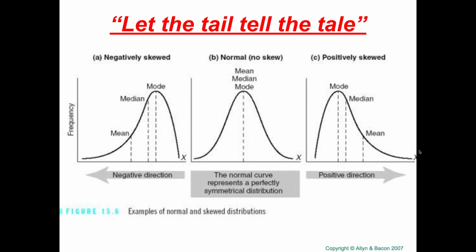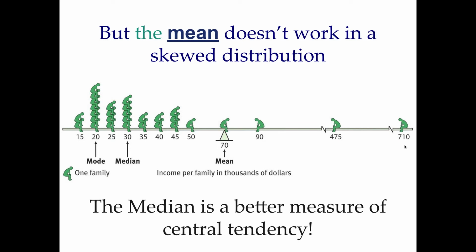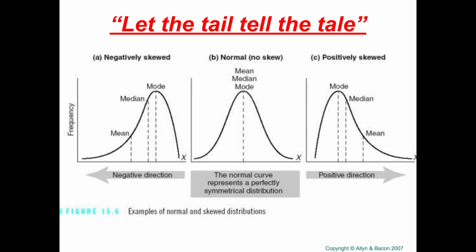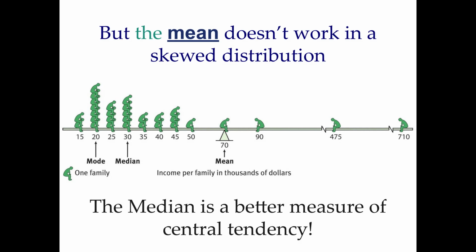So I like to use the mnemonic, let the tail tell the tale. If you've ever got to figure out whether you're looking at a negative or a positive distribution, look at the direction of the tail. If the tail is moving towards the negative end of the number line, it's a negative distribution. If the tail is moving towards the positive end of the number line, it's a positively skewed distribution. So there are times when we don't want to use the mean as our measure of central tendency, because if we have a skewed distribution, the mean is going to be pulled in the direction of our outliers. So instead, we'd use the median.